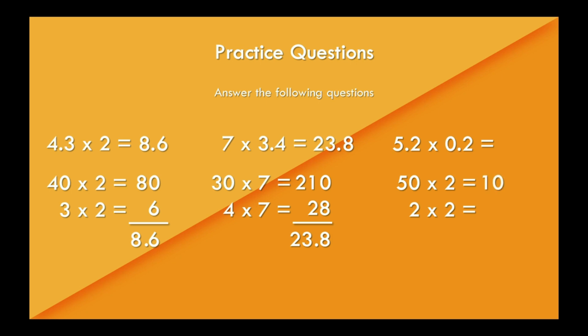So remember, look at the question, find the number of decimal places that will be in the answer, solve the multiplication in whichever method you'd like, and then place the decimal point according to the number of decimal places you need.